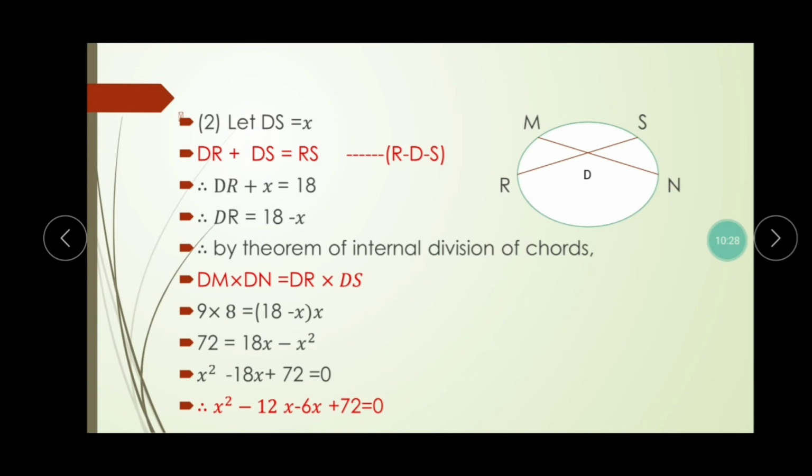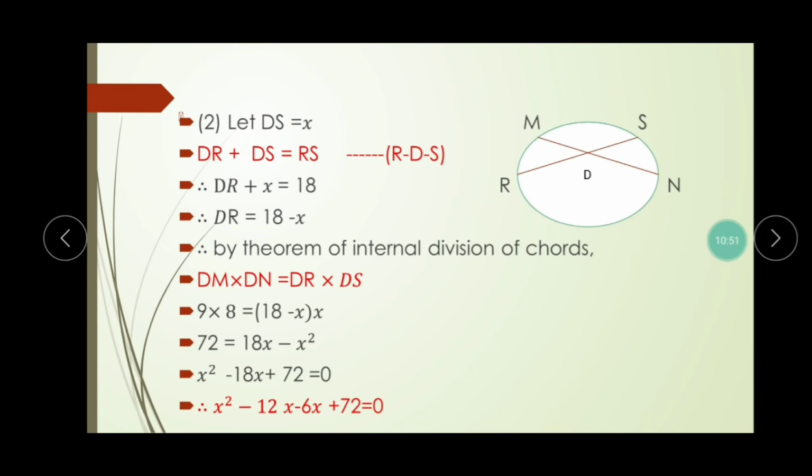Now why have we used this supposition over here? Because two values were not given. Only the length of RS was given to us. We need at least three values to get the third value. So to get that third value, we have to suppose that one of the parts is equal to X, and from that we will get the other part. I hope I am clear.